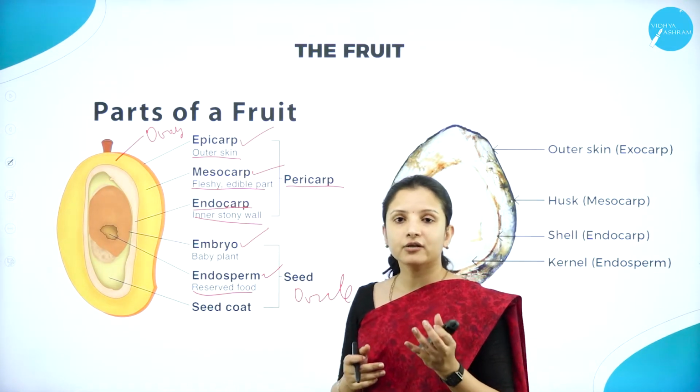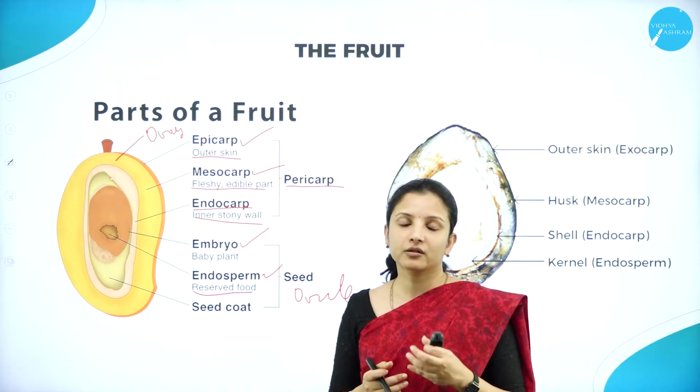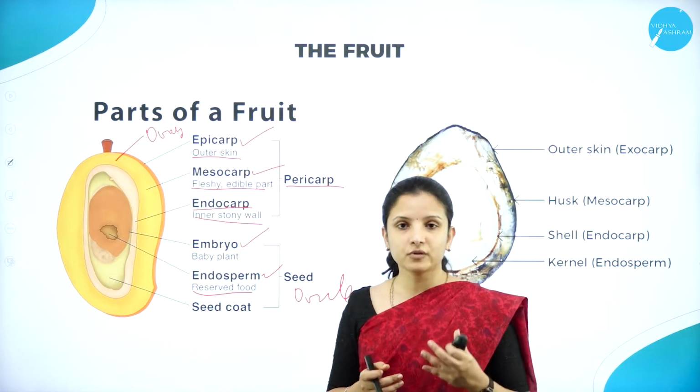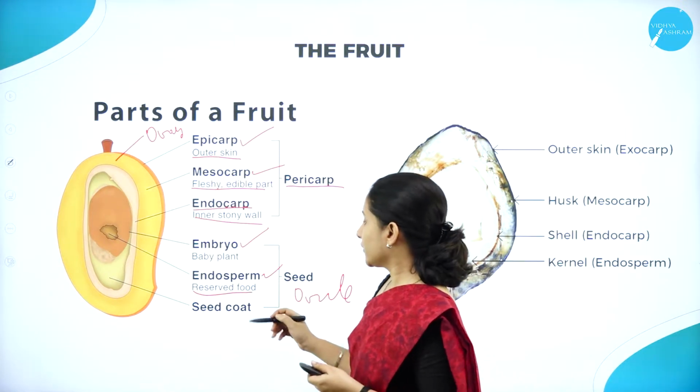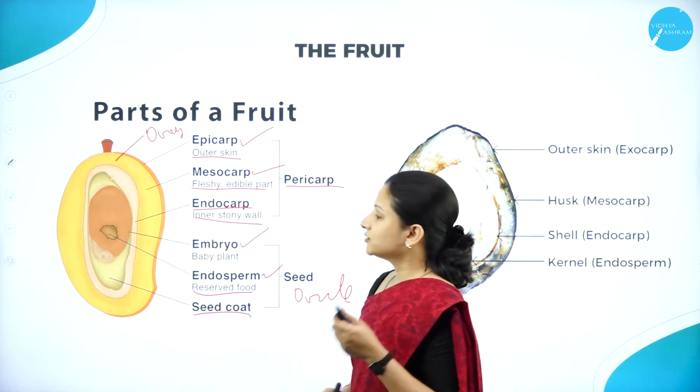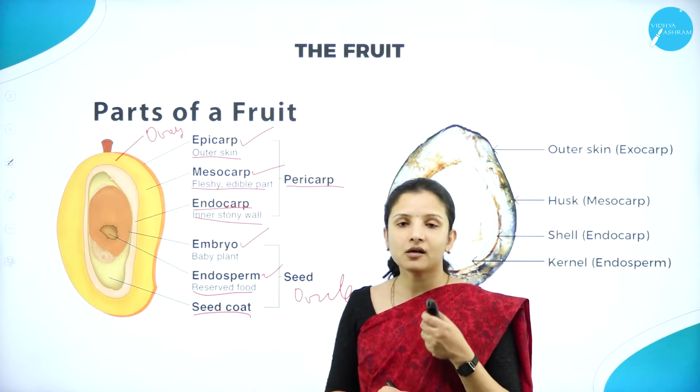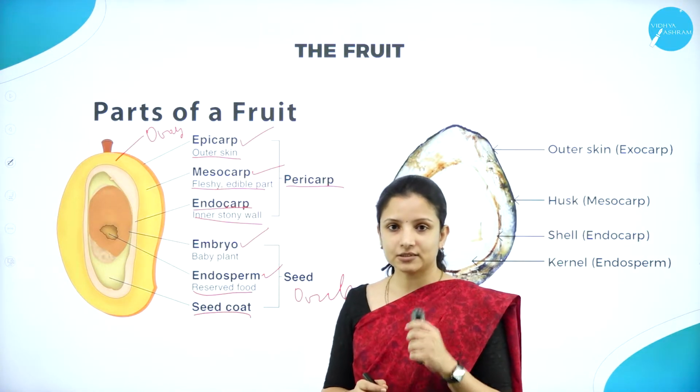Why? Because the endosperm in the seed is filled with nutrient substances or food material that acts as a nutrient source for the embryo. And next comes the seed coat. So outside the seed is present a hard layer which is called the seed coat.